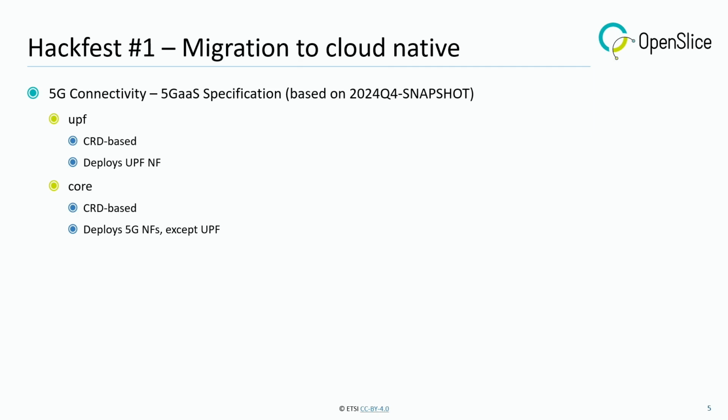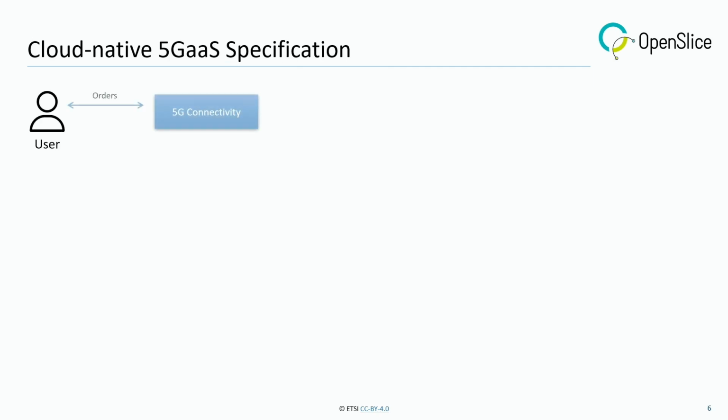release. And it also comprises two services: a UPF, which is now CRD-based and not deployed via OpenSlice, OSM, and the remaining of the core, which is again CRD-based and deploys the 5G network services except UPF.